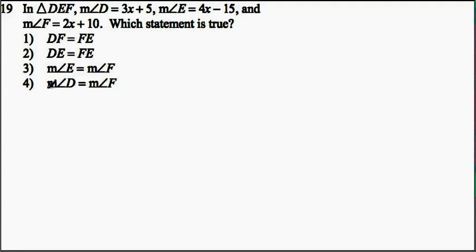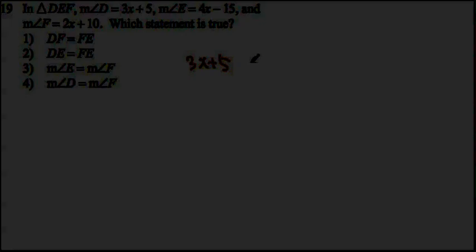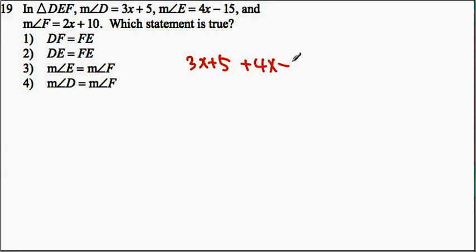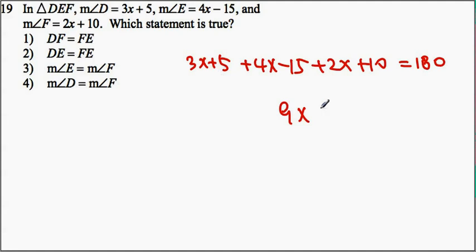Number 19. We have three angles. Then what do you realize? First, we have to calculate the measures of the angles here. So we have 3x plus 5 plus 4x minus 15 plus 2x plus 10. That has to be equal to 180, and then see what we end up getting. 3, 4, 2, so we end up getting 9x is equal to 180. Therefore, x is equal to 20.